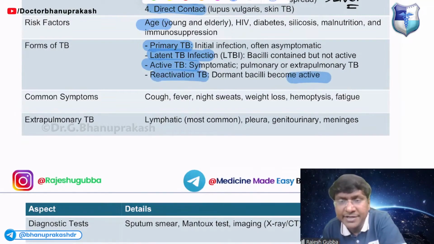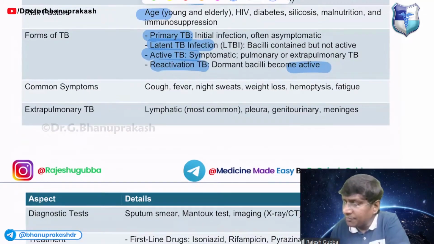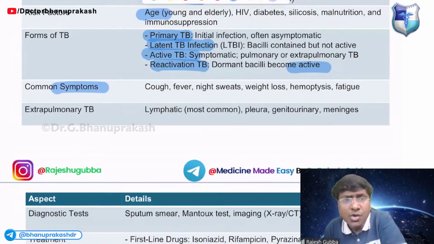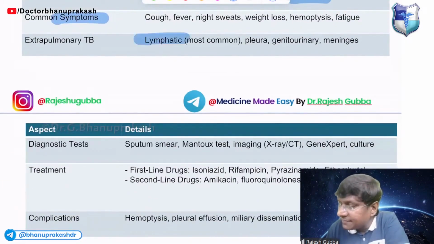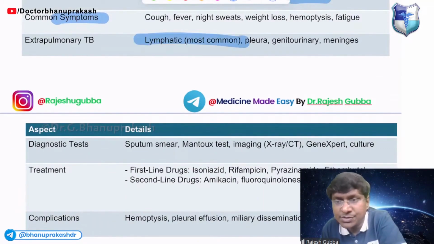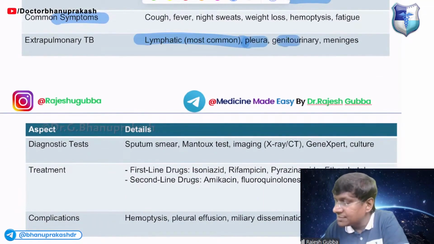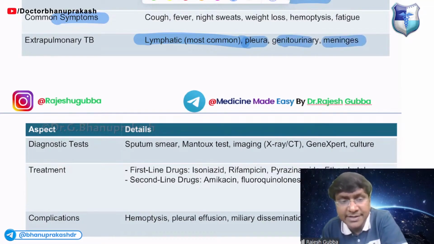Primary, latent, active, reactivation. What will be the common symptoms in tuberculosis? Cough with sputum for more than 2 weeks, night sweats, evening rise of temperature, weight loss, hemoptysis, and fatigue. And what is the most common site for extrapulmonary tuberculosis? That will be lymphatic spread. And the other organs will be the pleura, genitourinary organs, as well as meninges. These are the sites for extrapulmonary tuberculosis.